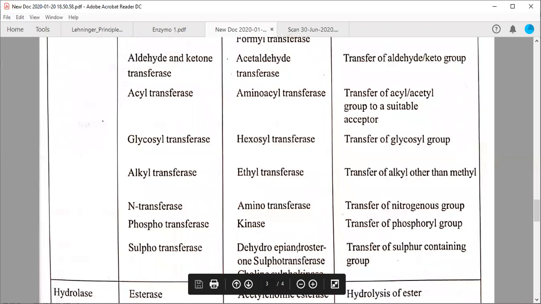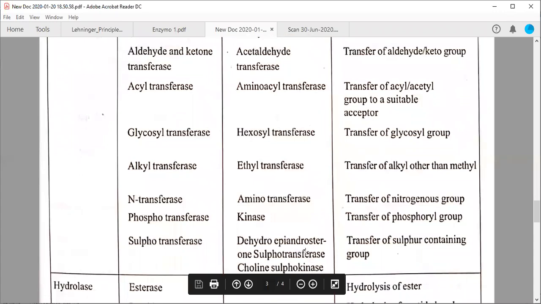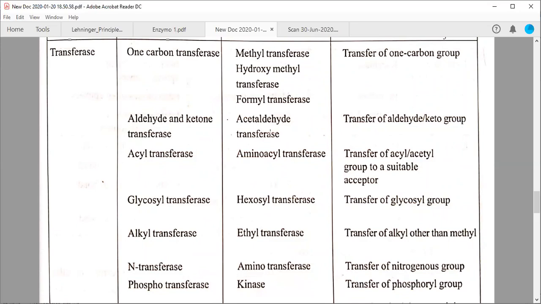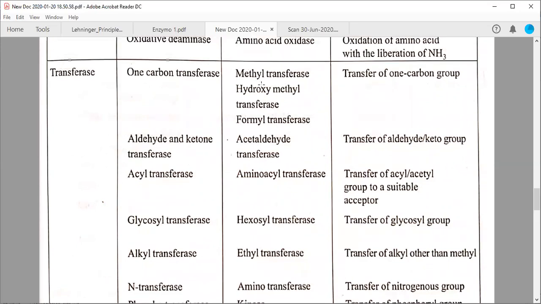Sulfotransferase is called dehydroepiandrosterone sulfotransferases. So this is one name, and the second is choline sulfokinase. So kinase can also be given to sulfotransferases, but some specific enzymes only have this name. Similarly, for different subclasses of transferases, there is a specific enzyme: acetaldehyde transferase, aminoacyl transferase, permeryl transferase. Okay, so like this.